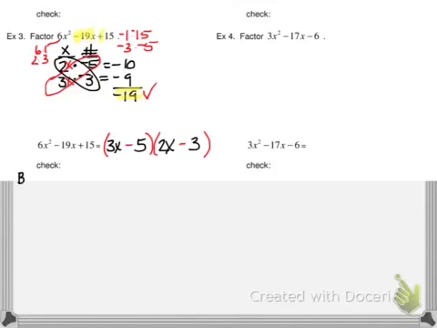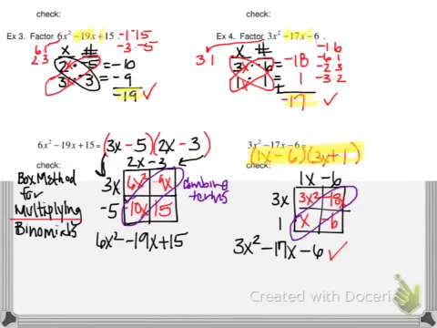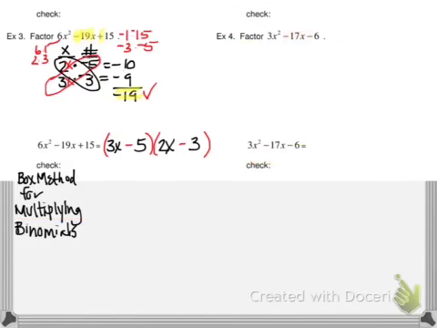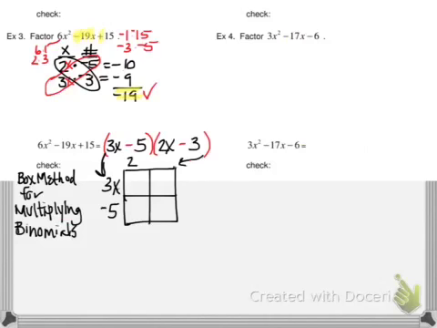The box method for multiplying binomials is as simple as this. You create a box with 4 squares, and you write your first binomial on one side, 3x minus 5, and then you write your second binomial, which would be 2x minus 3. Then you just multiply the boxes with each other.